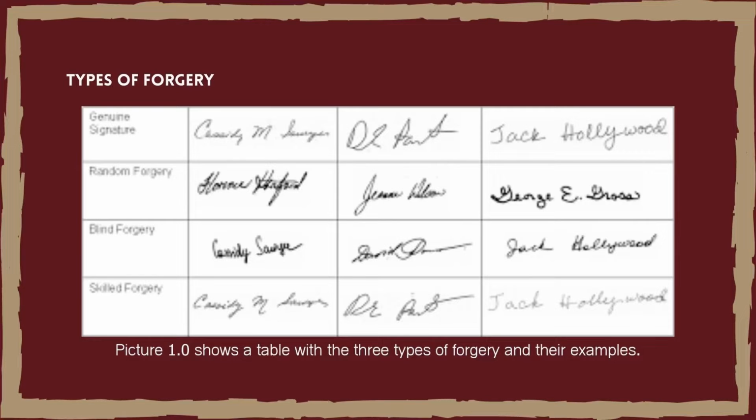As for the last row, it is skilled forgery. Skilled forgery shows a person who has had ample practice over the years of easily copying a signature and making sure that the signature generated by them has close resemblance to the genuine signatures.